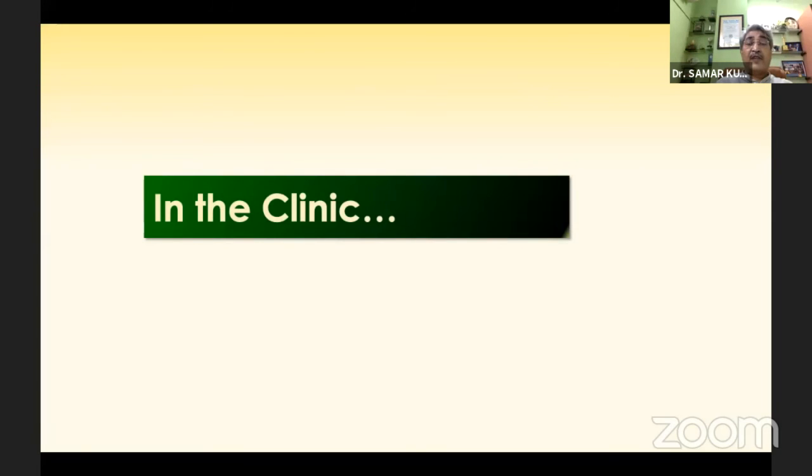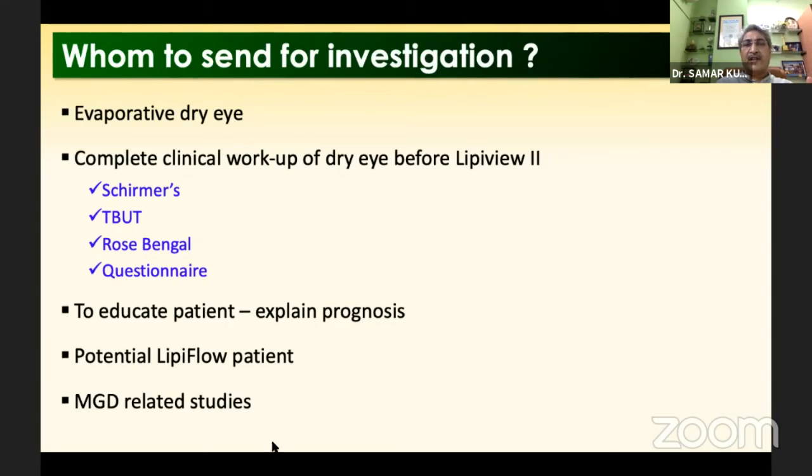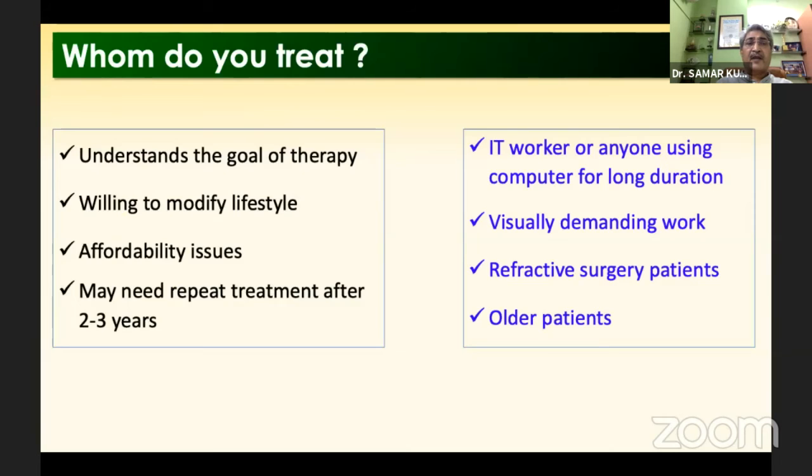So in the clinic, what will you tell? Whom to send for investigation? Evaporative dry eye. But before sending them, you should do a complete dry eye workup, educate the patient about the procedure, explain the prognosis, and from there you will get some patients who are potential candidates for LipiFlow treatment. And tell them about the MGD-related study. Whom do you treat? They should understand the goal of therapy and be willing to modify their lifestyle. This is very important. Affordability is an issue with some patients. And you have to tell the patient that you need a repeat treatment after 2-3 years.